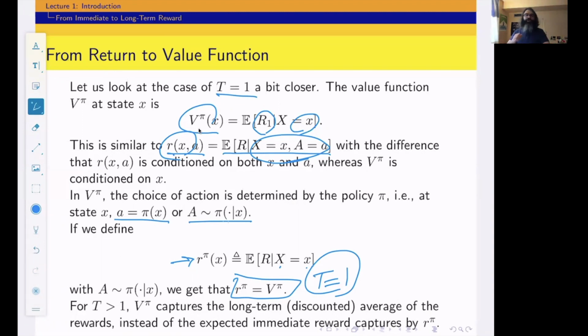But if we go beyond one step, t equal to 2 or 10, V of pi captures the long-term discounted average of rewards instead of just the expected immediate reward that is captured by R of pi. So when t is larger than 1, they are different. Any questions so far? Okay.